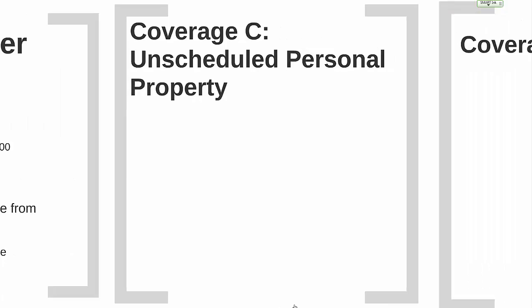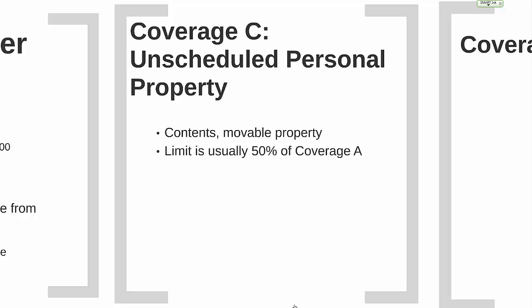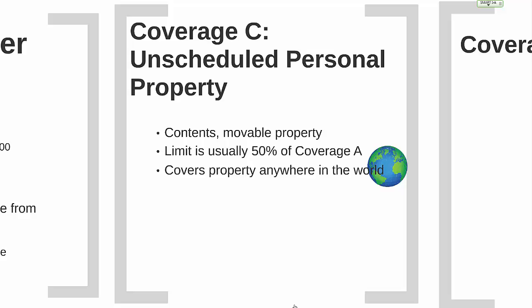Next, coverage C. This is your contents coverage, or unscheduled personal property. So this is your movable property, your furniture, your movable appliances, your computer equipment, your clothing, all of that would be covered under coverage C. The limit of coverage C is usually 50% of coverage A. And note that it covers property anywhere in the world. Even if you're in China or Africa or just anywhere in the world, your property is covered if it is damaged or destroyed by a covered peril.